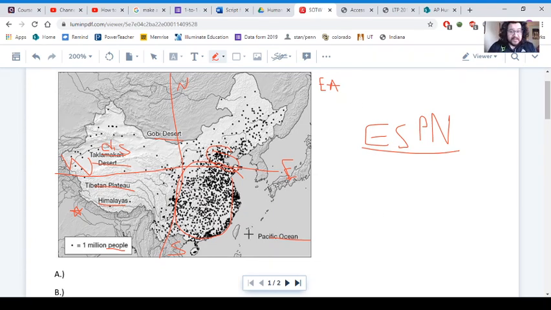Now, shuffling back to the other side of China, to our eastern side of China, what could environmentally explain the large distributions of people on this eastern side of China? We mentioned a couple of them before, but again, I'm going to give you a few seconds to start thinking about that on your own, thinking about why this area of China might be much more inclined to have large groups of people.